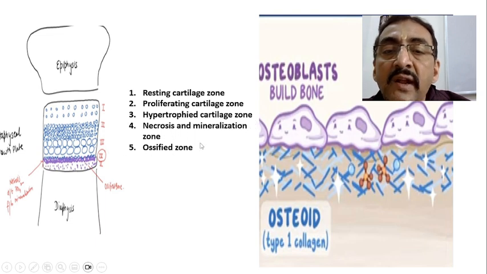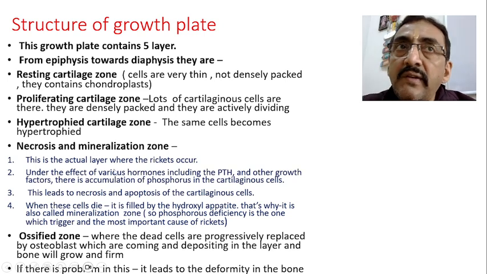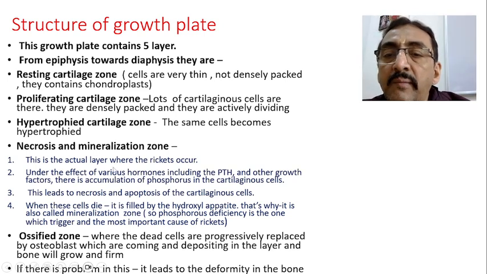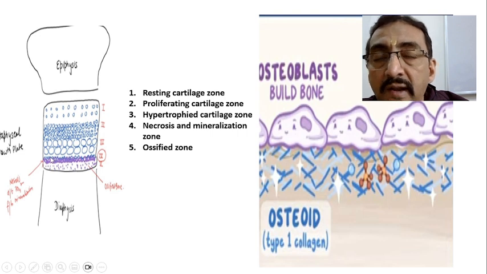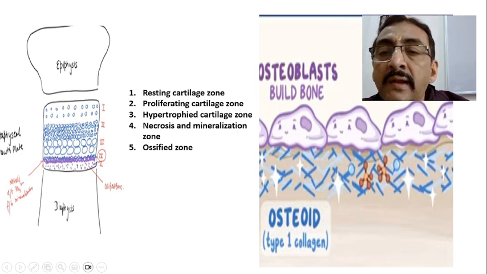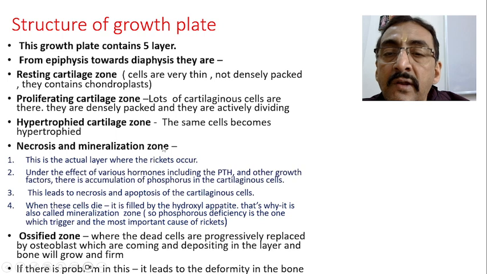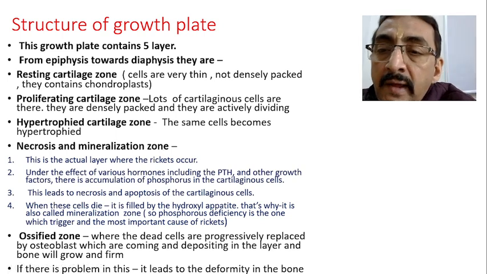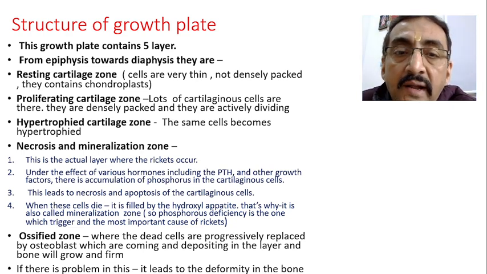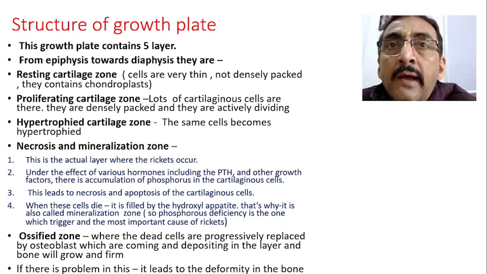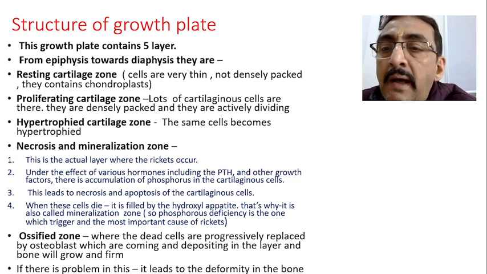Next comes the necrosis and mineralization zone. This layer is quite important for us. This is actually the layer where rickets occurs, so all the problems related to rickets will start from this particular zone. Why does the problem start here? This is the layer where, under the effect of various hormones, like PTH, parathyroid hormone, and other growth factors, changes occur.